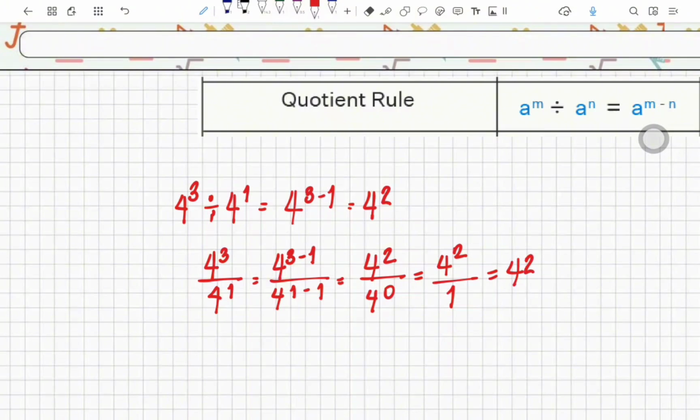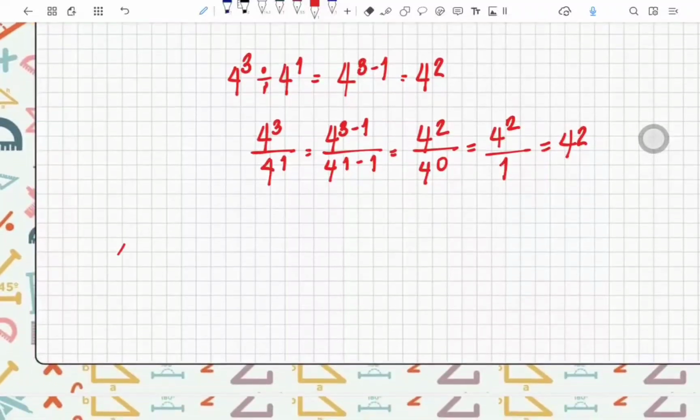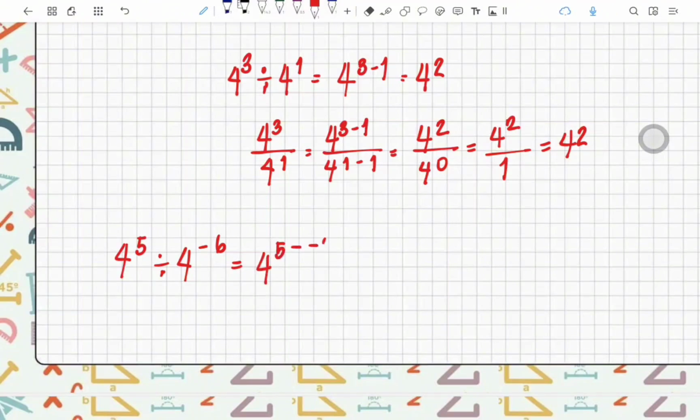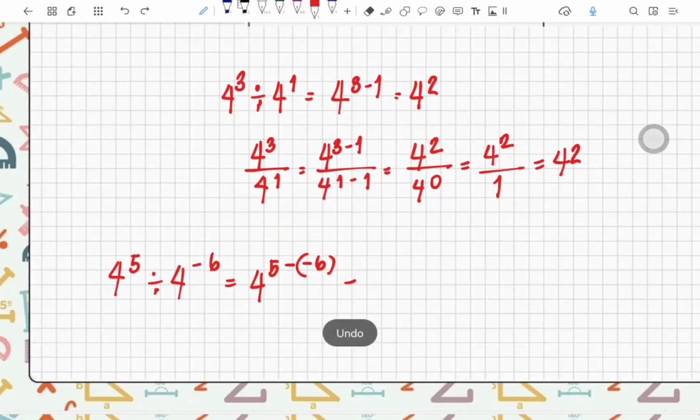Okay, so let's have another example. For example, we have 4 power 5 divided by 4 power negative 6. Okay, so this will become 4 power 5 minus negative 6. We are going to subtract the exponent, so we have to do 5 minus negative 6. Since they are both negative, we have negative times negative, it will become positive. So this will be 4 power 5 plus 6, which is 4 power 11.